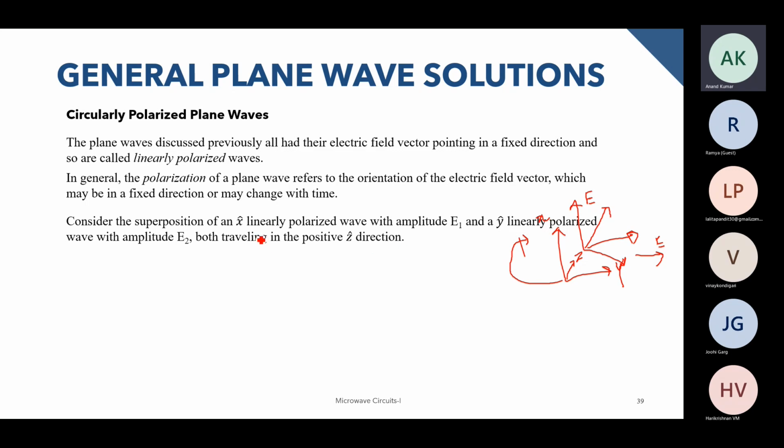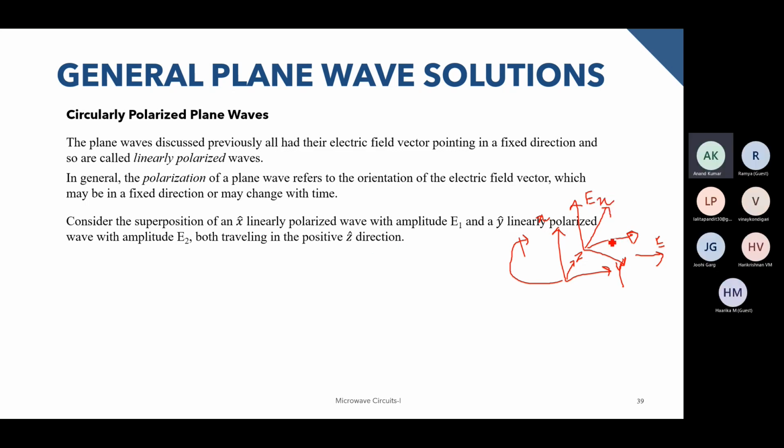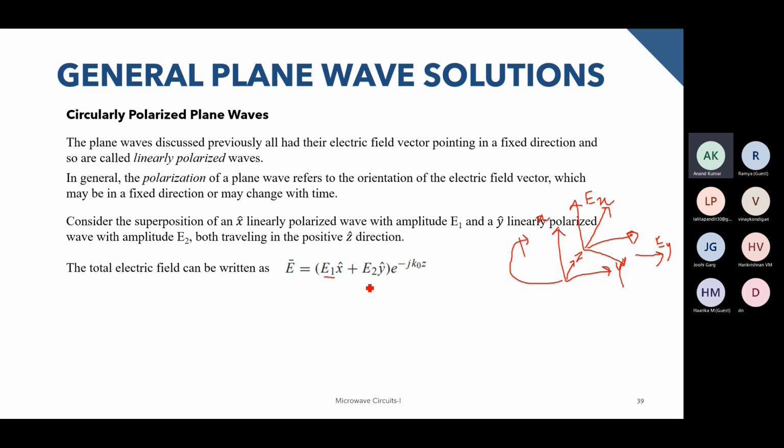If you take a superposition of the electric field vector in the x direction and the electric field vector in the y direction, we can write the total field like this. So E1 is in the x direction and E2 is in the y direction, and the wave is propagating in the z direction. So the total electric field can be written in this fashion. We can have cases where the electric field in the x direction is non-zero and the electric field in the y is zero, so we have a plane wave which is only polarized in the x direction.